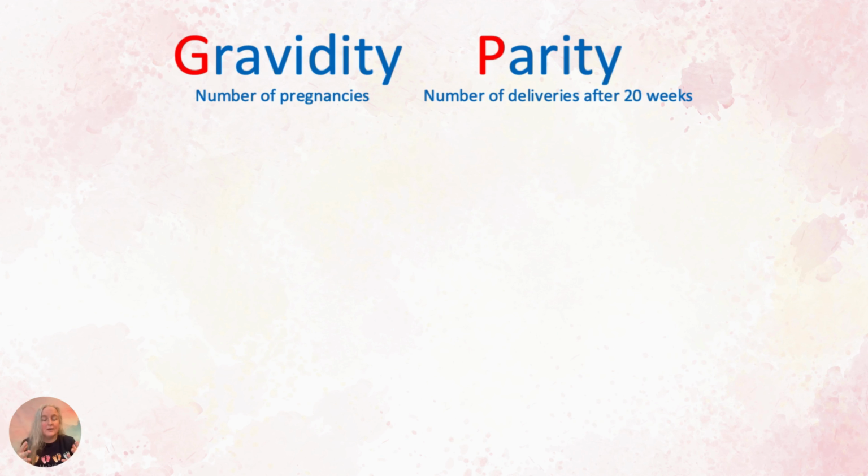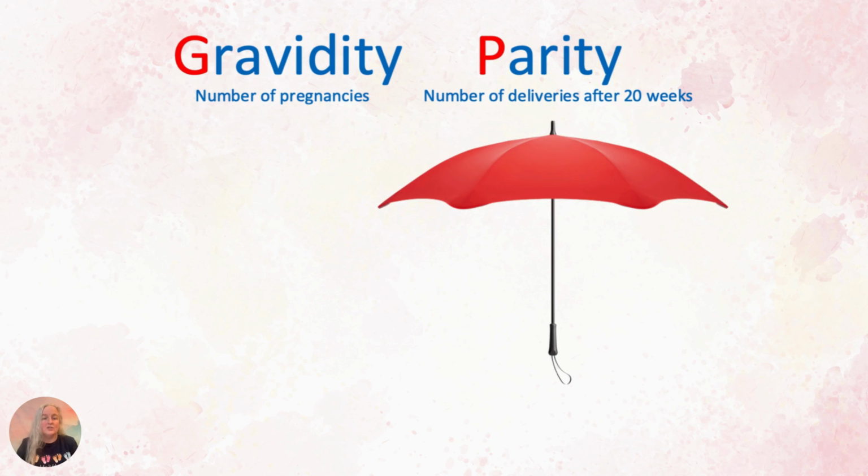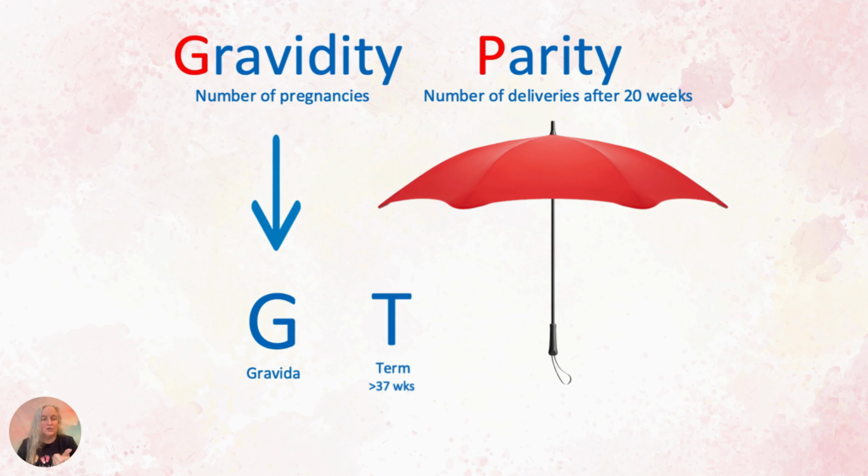To look at the full obstetric history, we are going to expand this further. We're going to use an umbrella for parity because a lot of the things we're going to look at are going to fall underneath that parity umbrella. But first, Gravida is going to stay the same. So the G is Gravida, the number of pregnancies. And then in our umbrella of parity, we're going to look at term. These are deliveries that have happened after 37 weeks gestation.